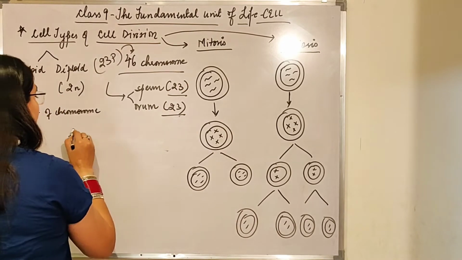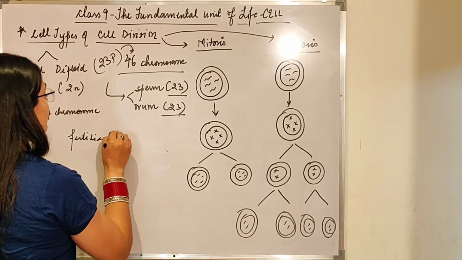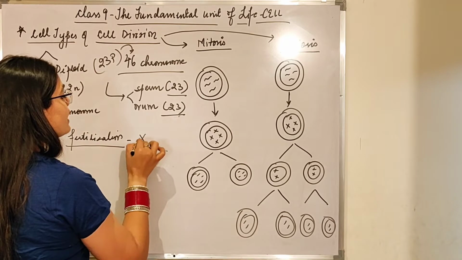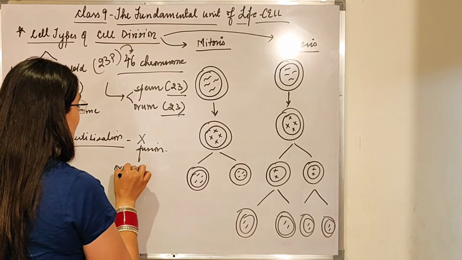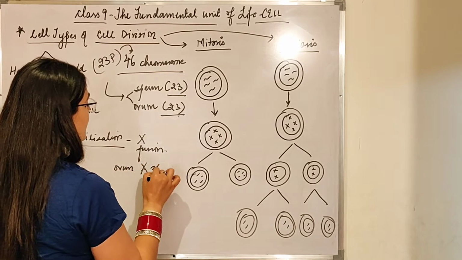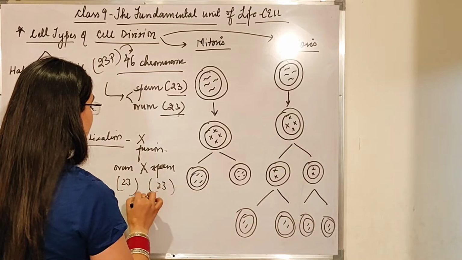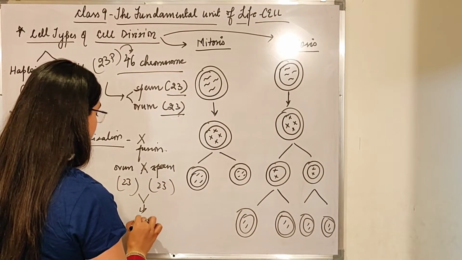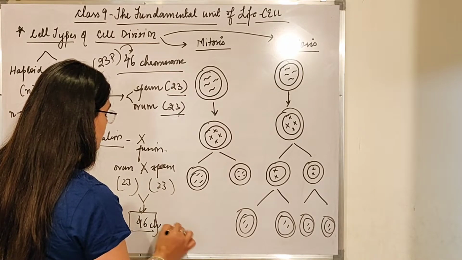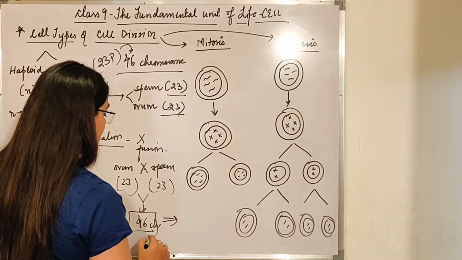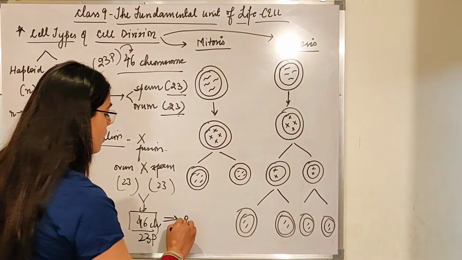During the process of fertilization beta, what happens? The ovum and the sperm fuse. Due to the fusion, 23 from here and 23 from here come together and form 46. That means 46 chromosomes, which means 23 pairs.